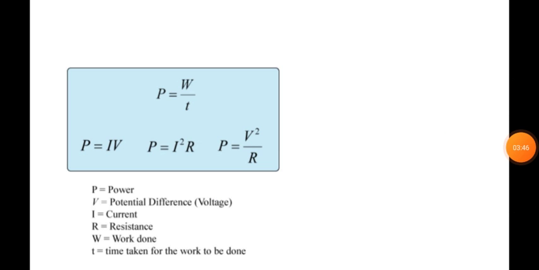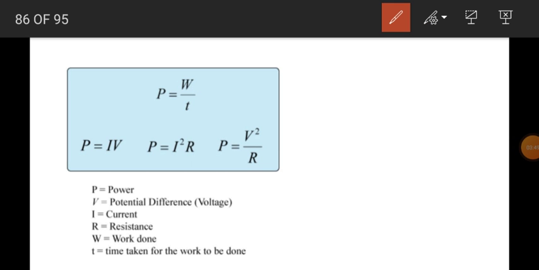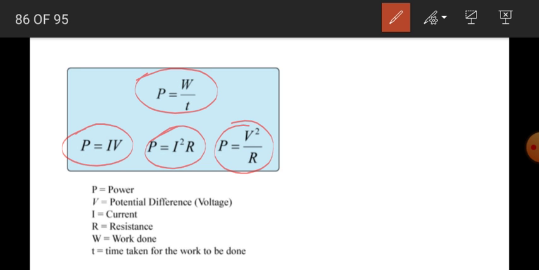Before I derive that formula, let me derive these formulas first. These are very important. Once you understand these formulas, you can understand Joule's law of heating effect of current. This is the basic formula we are aware of: power is work done per unit time, right? Basically we are talking about electrical appliances. Each appliance has its own power rating, and they convert electrical energy into heat energy. In place of W, W stands for energy, right?